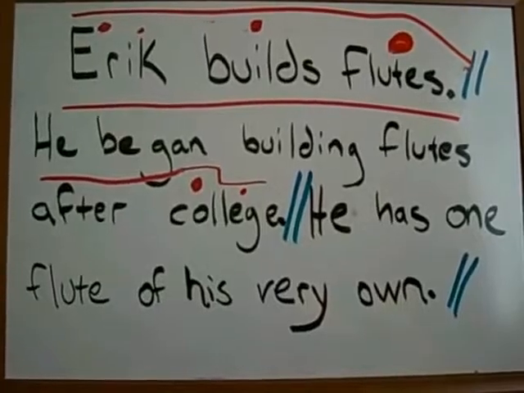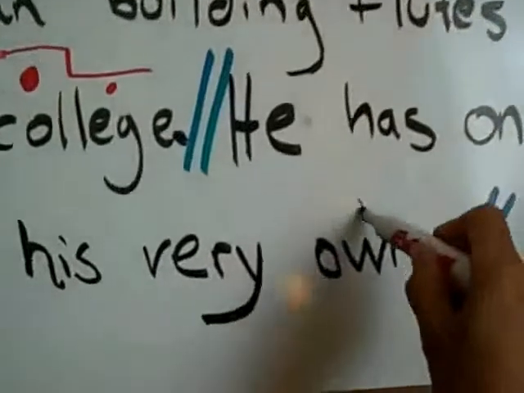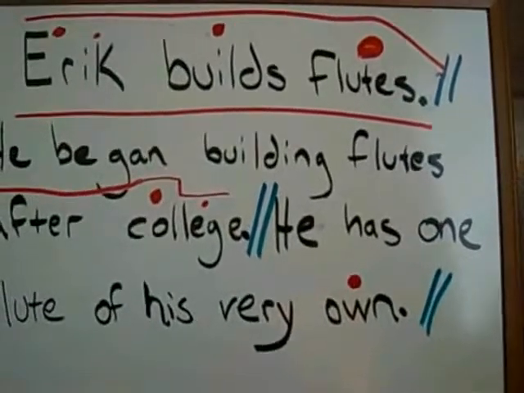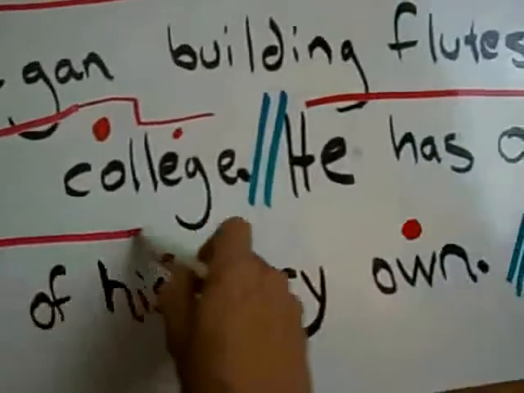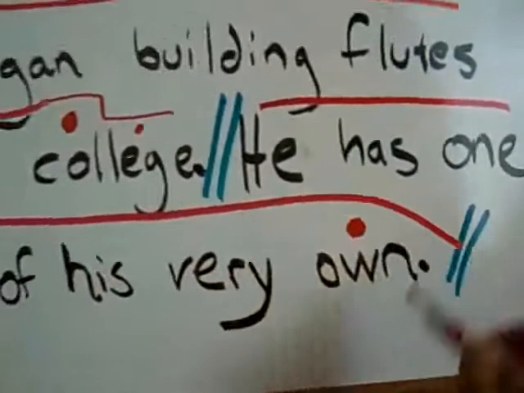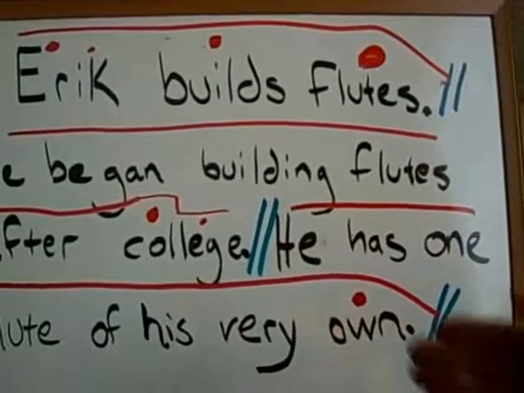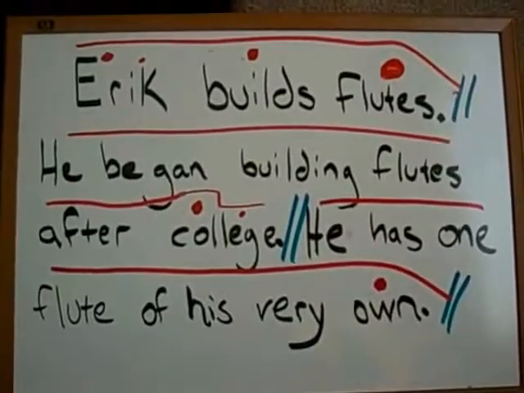College. In the last line, our final content word giving new information is own. And like flutes, it's one syllable. So, the overall pattern stays the same till the end. And on that final content word, our voice will glide down. Own. He has one flute of his very own.